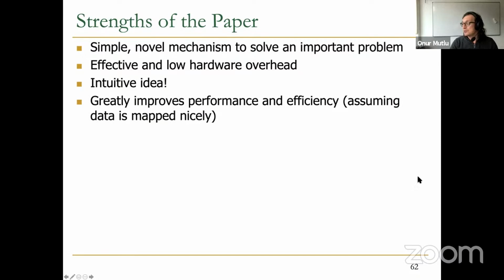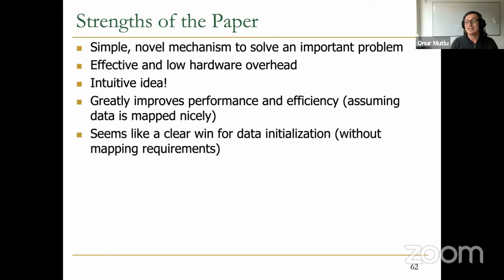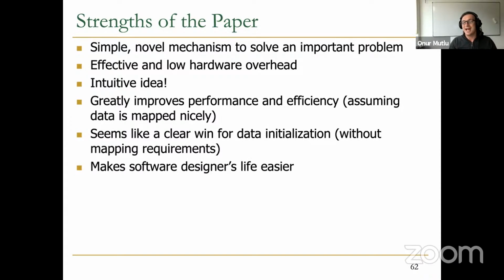It greatly improves performance and efficiency, as you can see, assuming data is mapped nicely, as we have discussed, and this is going to be a weakness as well. It seems like a clear win for data initialization. If you actually want to initialize bulk data, you don't even care about the mapping. You basically initialize 4 kilobytes, a page. You just do it, because you can do it inside a subarray. It makes software designers' life easier, because software designers always need to actually solve these data movement problems.